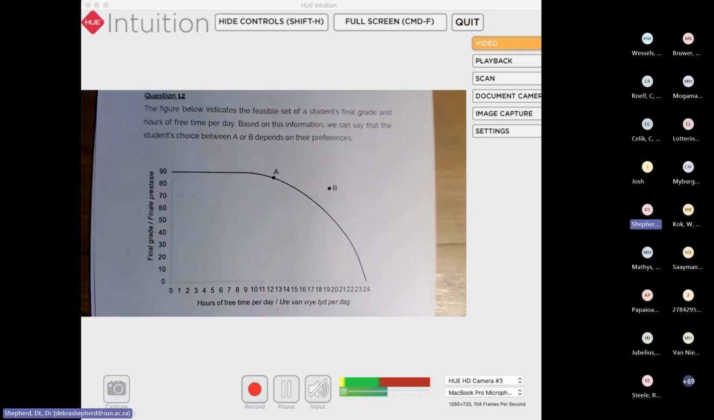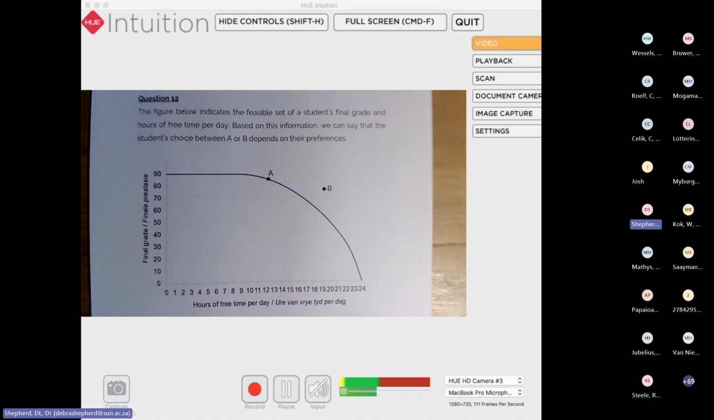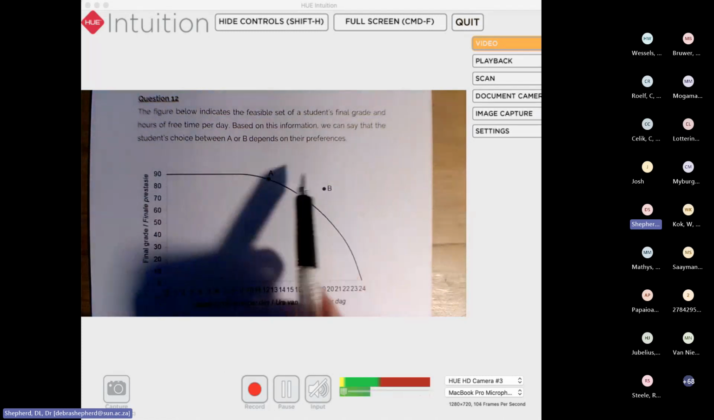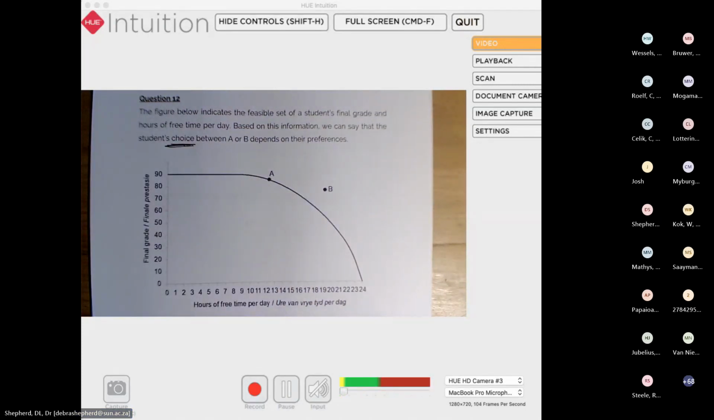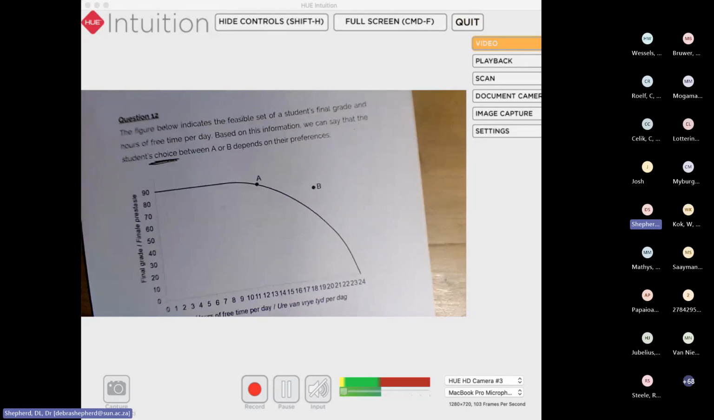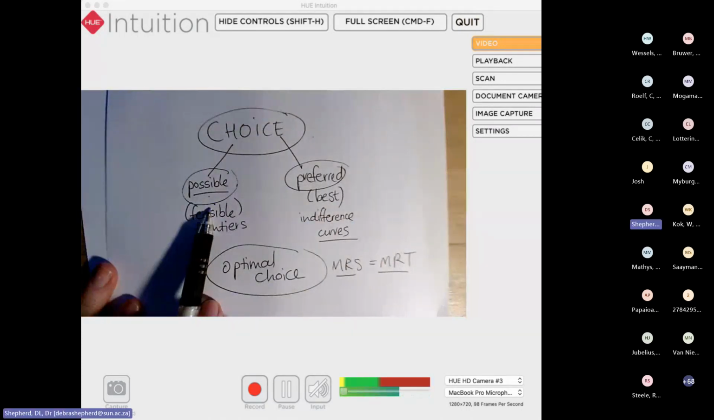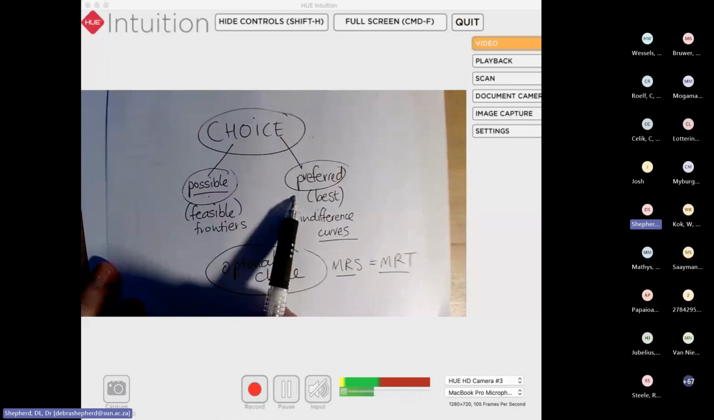Okay, question 12. The figure below indicates the feasible set of a student's final grade and hours of free time per day. Based on this information, we can say that the student's choice between A or B depends on their preferences. It's not feasible to do B, yes. So what word here is telling us this answer is false? The word is choice. Choice depends on what is possible or feasible and what is preferred.